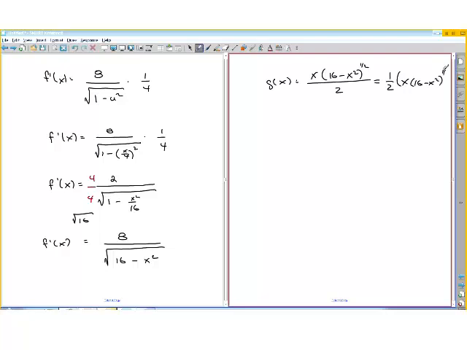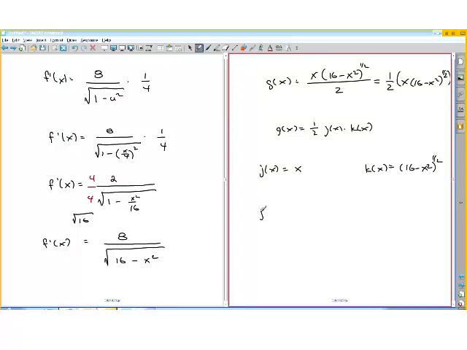So the 1/2 power. This is a product rule problem. Let's make up some variables here. Let's use j and k. We're going to say g of x is equal to 1/2 times j of x times k of x. I just chose those because I couldn't use f and g, since I've already used those. So j of x is equal to x, and k of x is equal to the quantity 16 minus x squared to the 1/2 power.